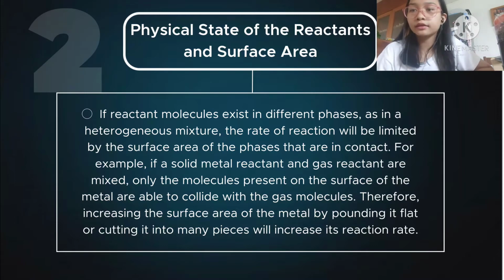Physical state of the reactants and the surface area. If reactant molecules exist in different phases, as in a heterogeneous mixture, the rate of reaction will be limited by the surface area of the phases that are in contact. For example, if a solid metal reactant and gas reactant are mixed, only the molecules present on the surface of the metal are able to collide with the gas molecules. Therefore, increasing the surface area of the metal by pounding it flat or cutting it into many pieces will increase its reaction rate.